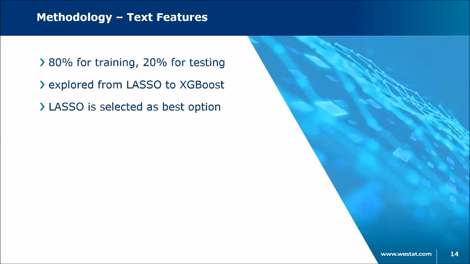Okay, so this slide is titled machine learning. We have X, which is one vector for one sentence, stacked into a matrix, and we have Y, which is the category for each comment. Then we can move on to the machine learning classification modeling. We use 80% of the data for training and 20% for testing. We explored different models, from Lasso and random forest to XGBoost, and we chose Lasso as our best option because it has the highest accuracy.